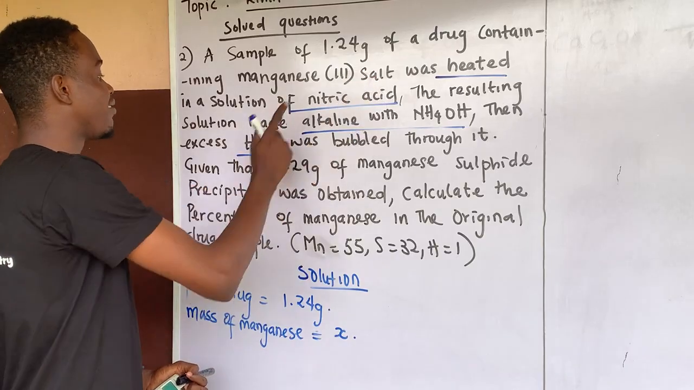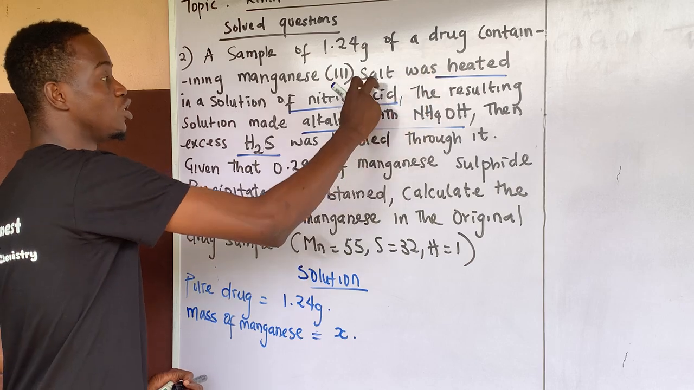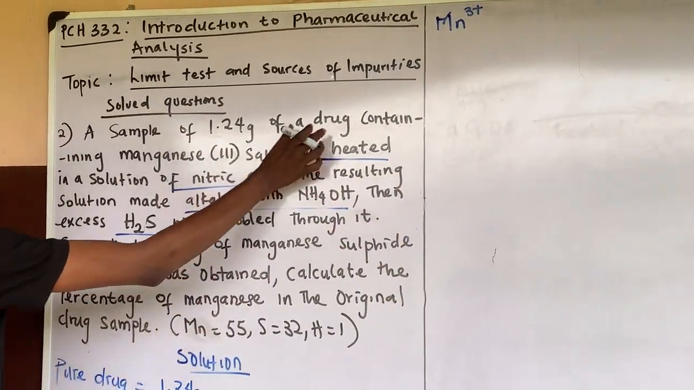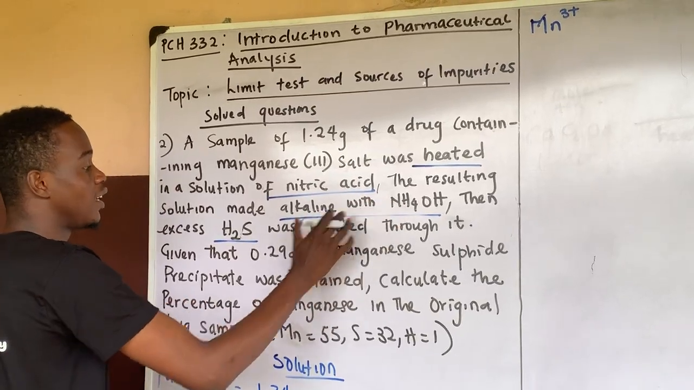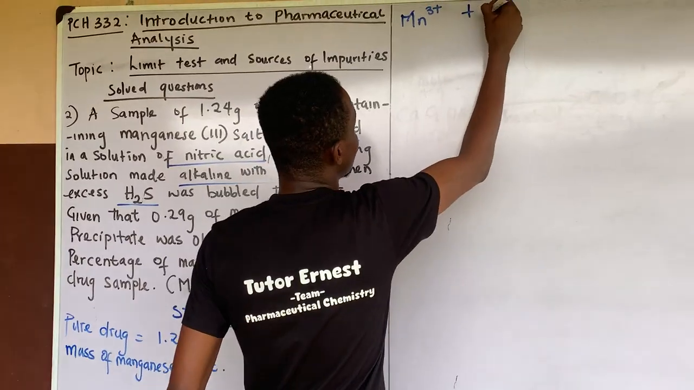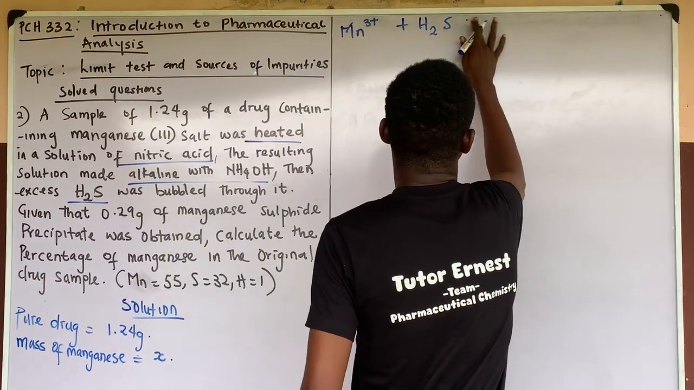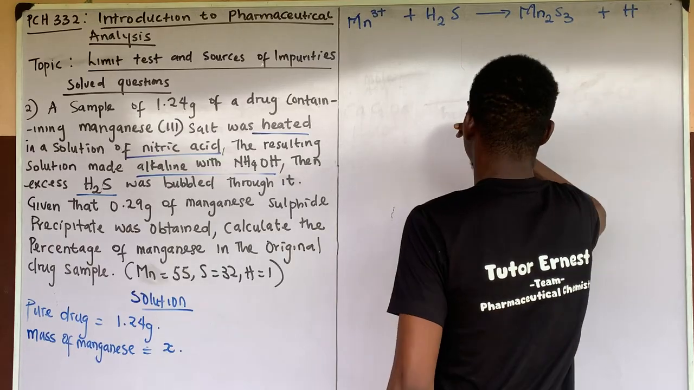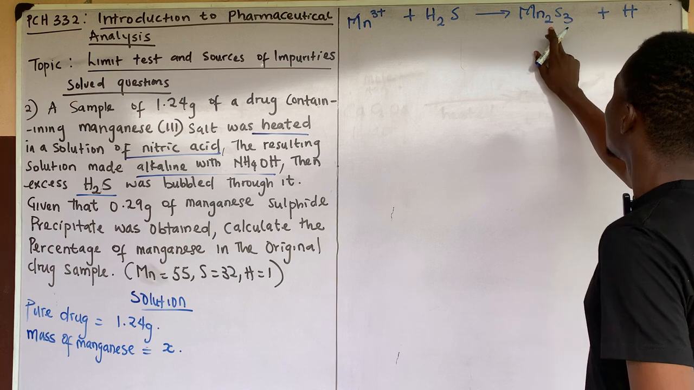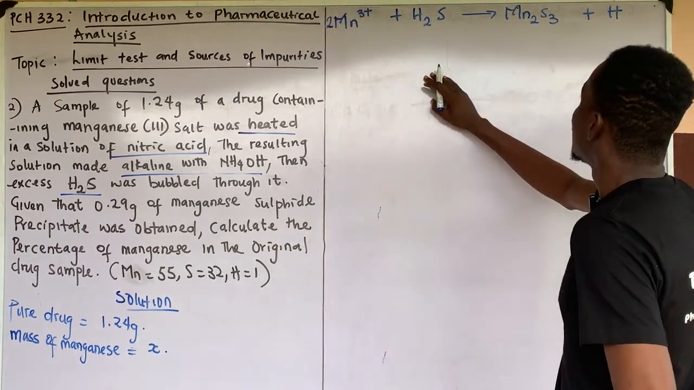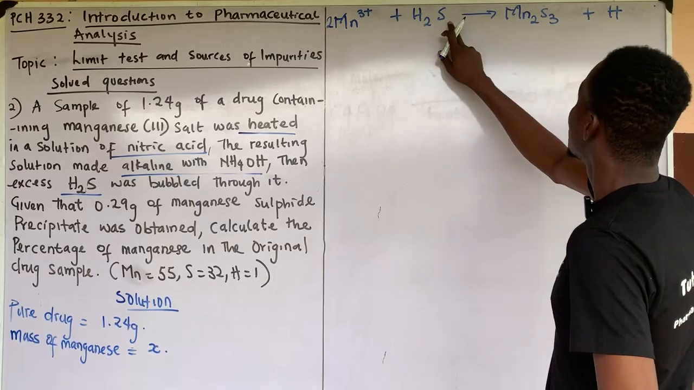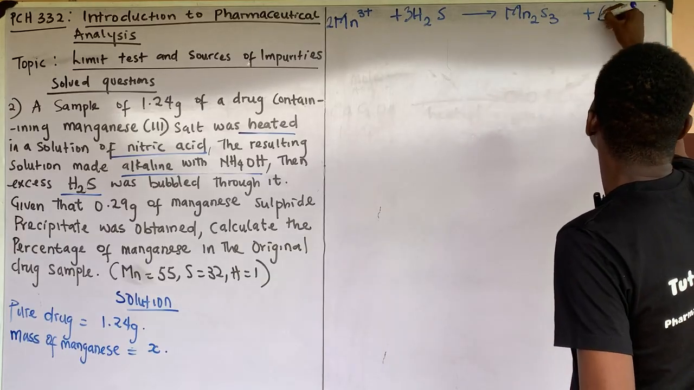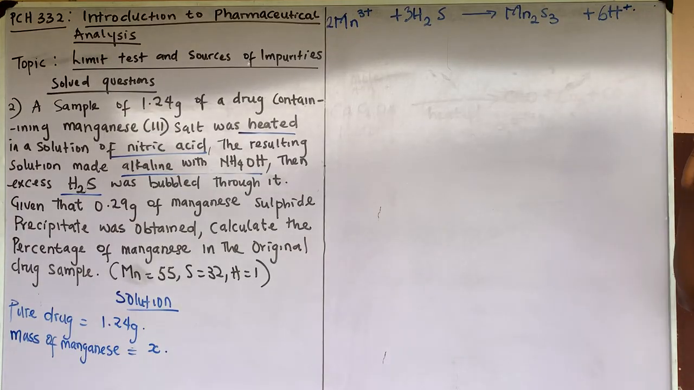Now they said manganese 3 salts is directly reacting with hydrogen sulfide. I told you the function of this: to dissociate manganese as a free ion in the drug, and to ensure that the solution is alkaline to react with an acidic sulfide. So manganese is reacting with a sulfide to form manganese sulfide and hydrogen ions. But this equation is not complete. We have manganese as 2 here, we have manganese as 1 here, so we put 2 here. We have sulfide as 3 here, we have sulfide as 1 here, so we complete it with 3. So we have hydrogen as 6 here, so that's 6H plus. So this is perfectly balanced.